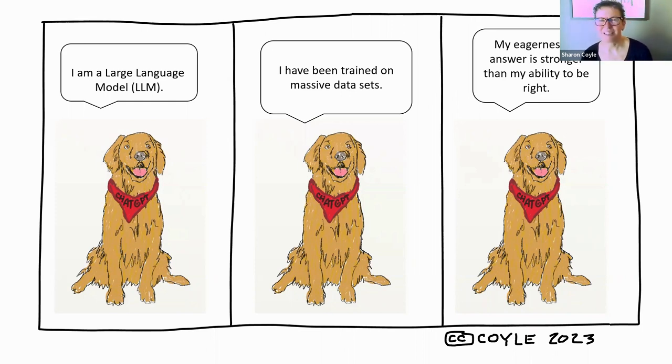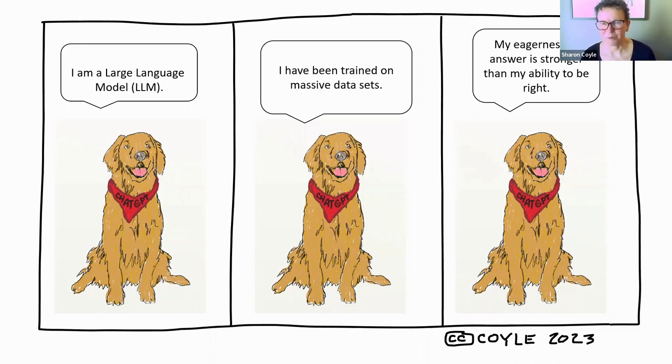But yeah, so I'm a large language model. I've been trained on massive data sets. My eagerness to answer is stronger than my ability to be right. And I think that's how it's built to respond, and maybe they'll improve this. I don't know how, because again, it's a stochastic parrot. It's just giving back what it has. I guess if you can have better data sets, then it's going to give you better information.